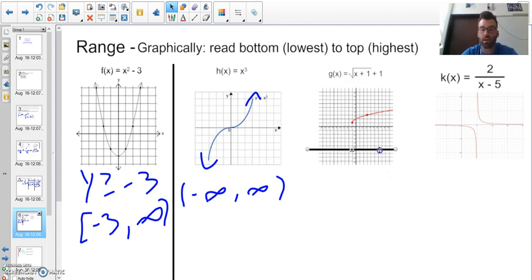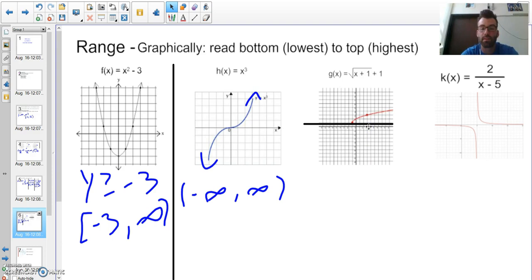I slide my pencil up, or my line up. Boom. I hit a point. I hit an ordered pair. All right. My value of y there is what? It's positive 1, I believe, right? I mean, that's tough for me to see. Is that positive 1? Yeah, that's positive 1. Okay. So that's positive 1.